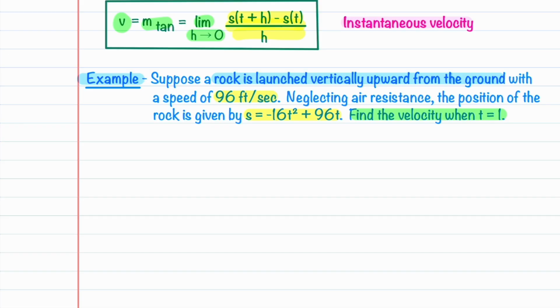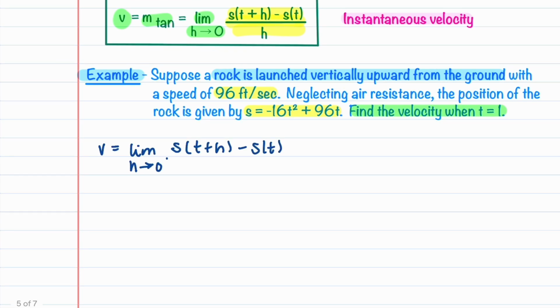Let's begin by writing down our formula. Our velocity is the limit as h approaches 0 of s of t plus h minus s of t, all divided by h. Now we're going to substitute in what s is.